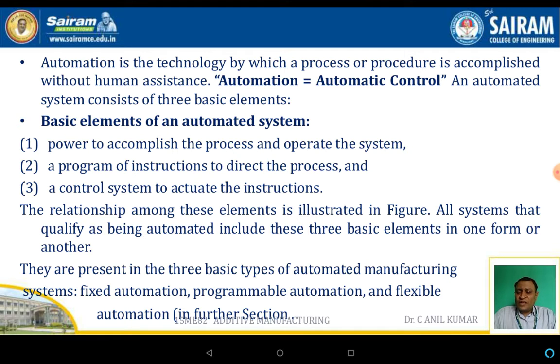They are presented as the three basic types of automated manufacturing systems. It may be fixed automation, programmable automation, or flexible automation. Depending upon the type of automation, the three basic elements required are: first, the power to accomplish the process; second, the program of instructions to direct the process; and third, the control system to actuate the instructions.